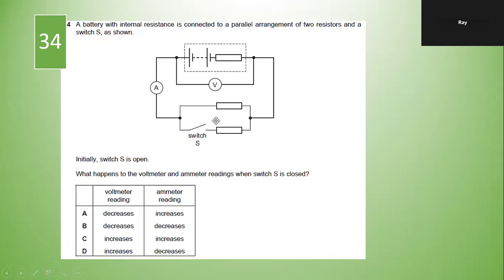Okay, let's see what's happening. You close the switch, the combined resistance will be smaller. So total resistance in the circuit becomes smaller. So current increases. Correct? Remember, this voltmeter measures the terminal potential difference or potential difference across the two resistors.